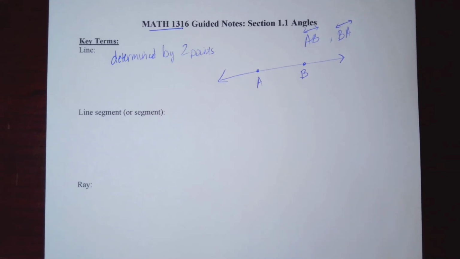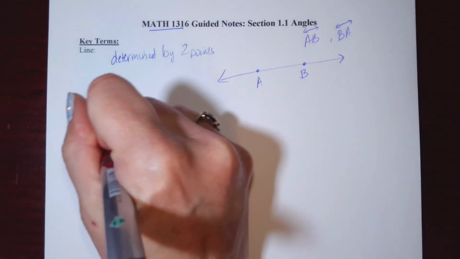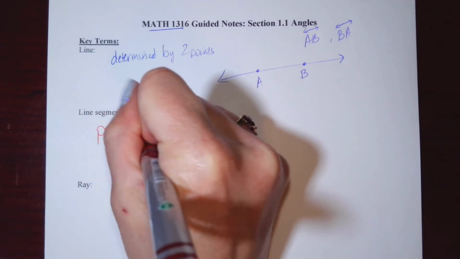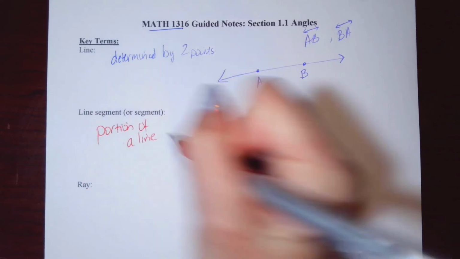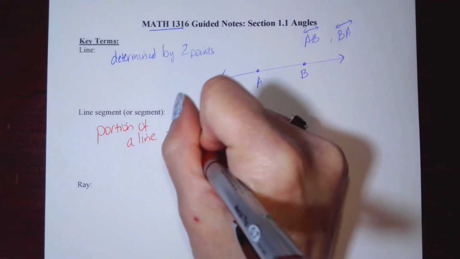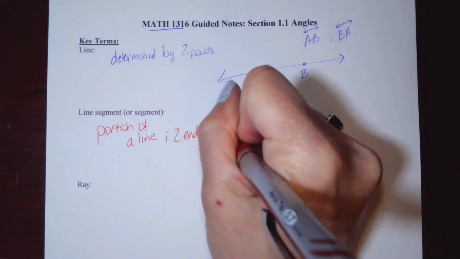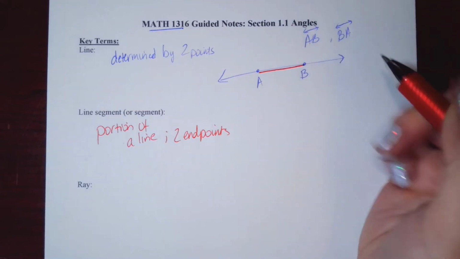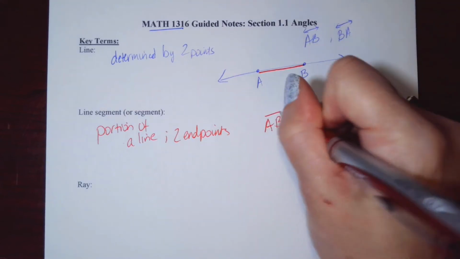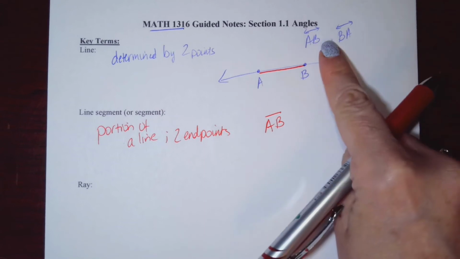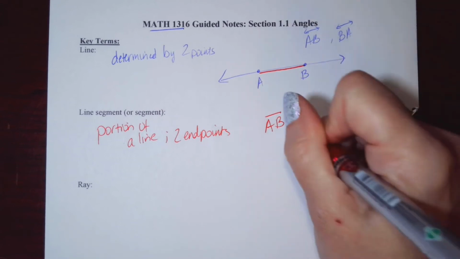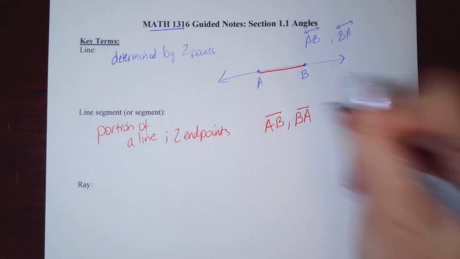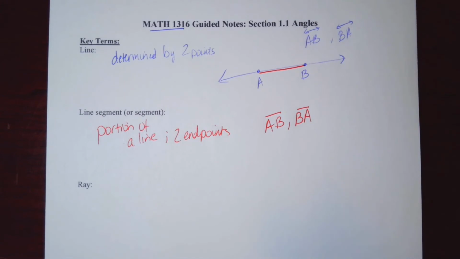Now a line segment is a portion of a line. And a line segment has 2 endpoints. So if I just want to talk about this part of the line from A to B, that is line segment AB, notice the difference in the notation. I could also call it BA because both of those vertices are endpoints.